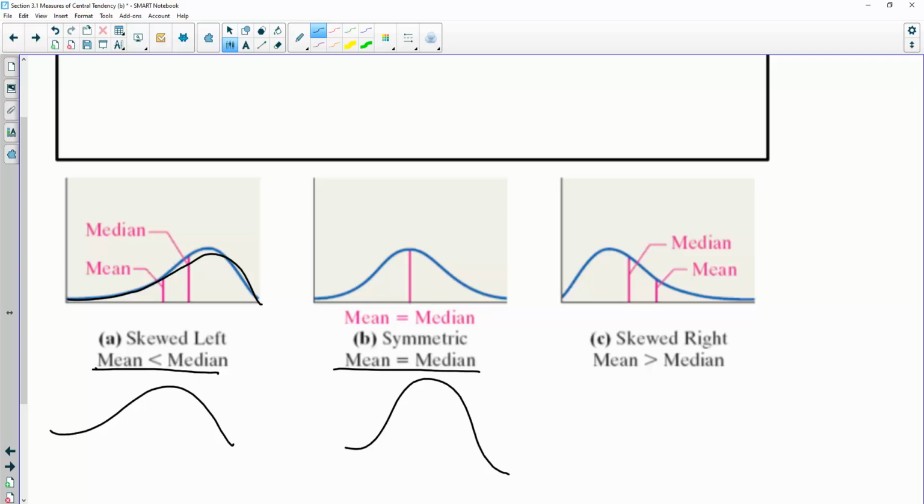Finally, if it is skewed to the right, that means we had more high values, and those high values are going to cause your mean to get bigger. So if it's skewed right, the mean is going to be bigger than the median.